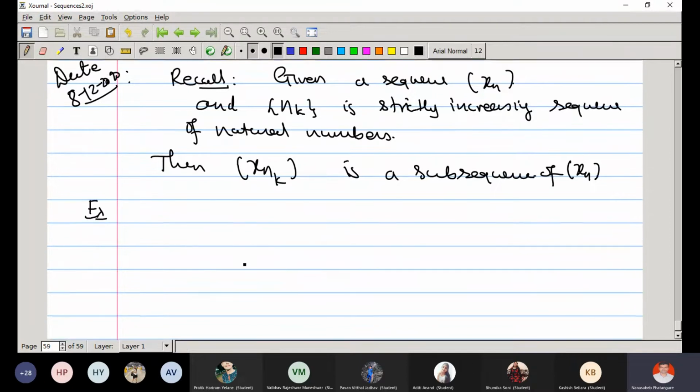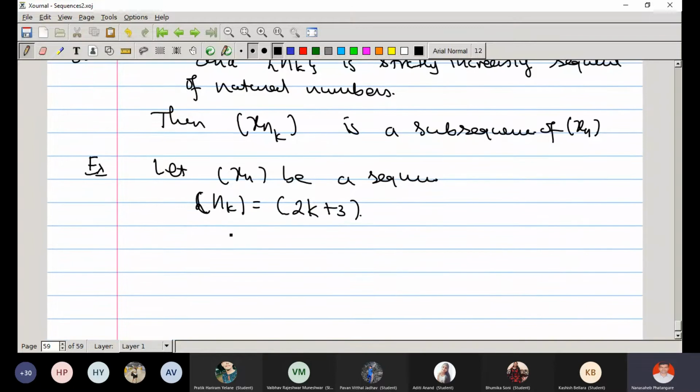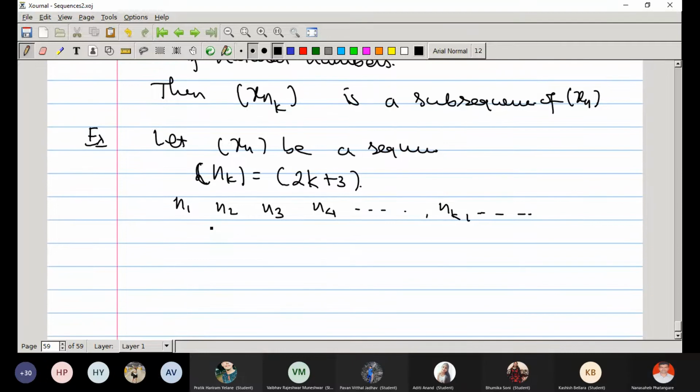For example, let xn be a sequence and nk is, for example, 2k plus 3. This is a sequence of natural numbers. Now, what is n1, n2, n3, n4, in general nk? What is n1? 5. What is n2? 7. What is n3? 9. 5, 7, 9, 11, and so on, and nk is 2k plus 3. So as k varies, this varies.